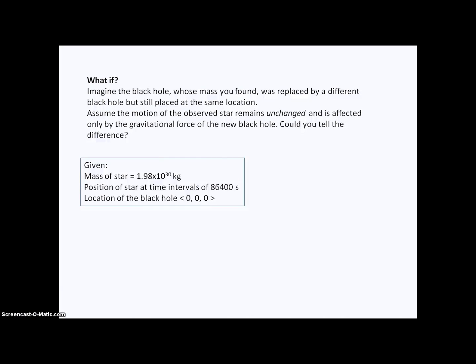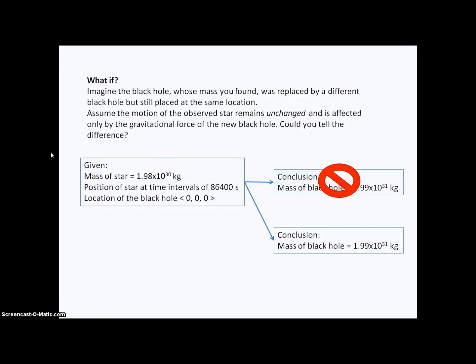Think of it this way. We were originally given the mass of the star and the position of the star at time intervals of 86,400 seconds. We also knew the location of the black hole was at 0, 0, 0. Using this information, we were able to find that the mass of the black hole would be 1.99 times 10 to the 31 kilograms. If we now remove that black hole and go back to observing the star, we see that the given information hasn't changed. So if we solve again for the mass of the new black hole, we will still find that its mass is 1.99 times 10 to the 31 kilograms.